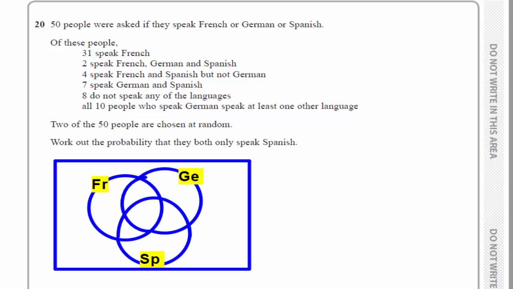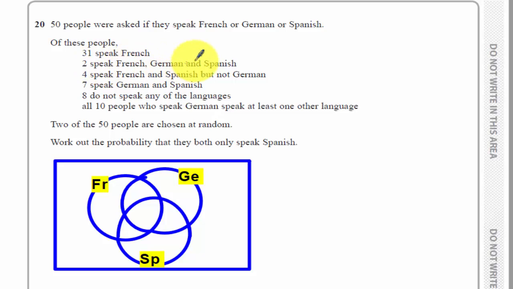I pre-drew my Venn diagram. So I've got a French circle, a German circle, and a Spanish circle. When I'm reading through the information, I want information I can put in that I know I won't have to change. For example, 31 people speak French, so this whole circle here I'm trying to highlight will add up to 31, but I don't know which bit goes where.